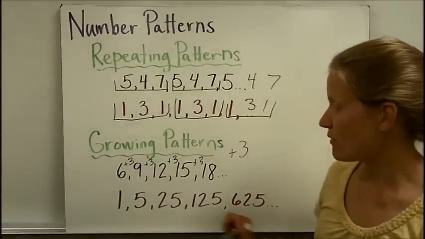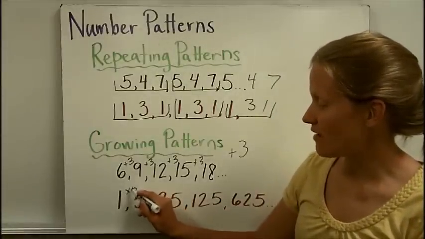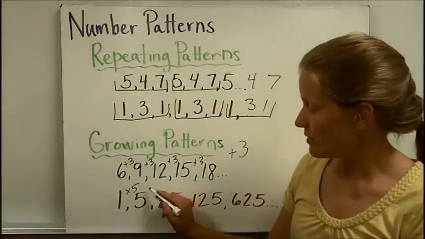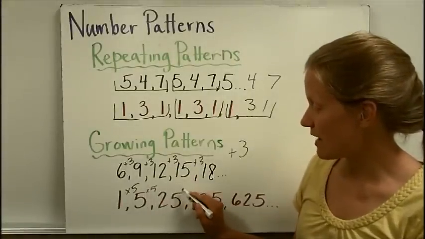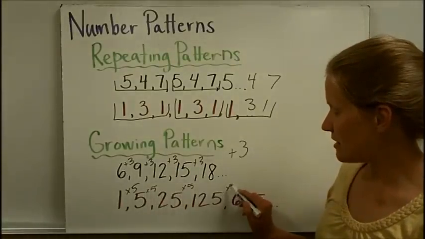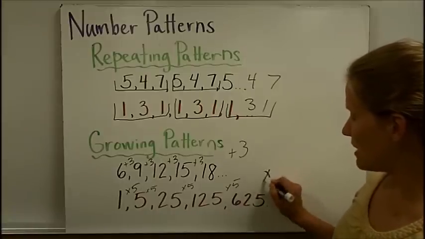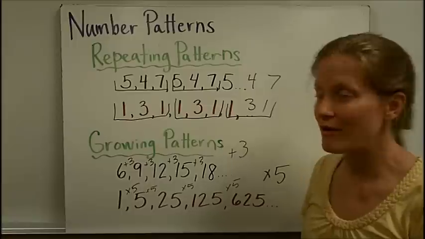And then here's another growing pattern. In this pattern, it's a times 5 pattern. So we are multiplying each of the previous numbers by 5 to get the next number. So the thing that we are repeating in this pattern is multiplying by 5.